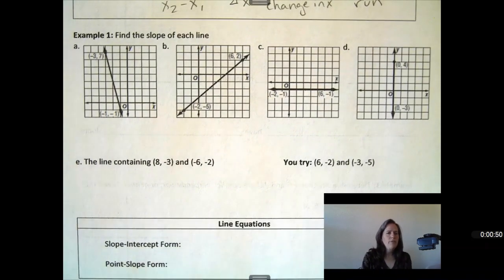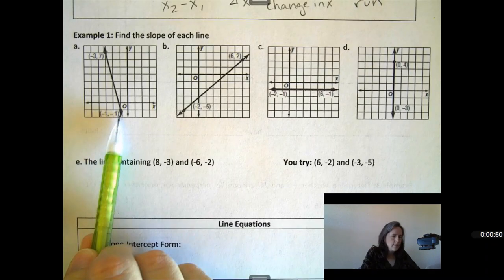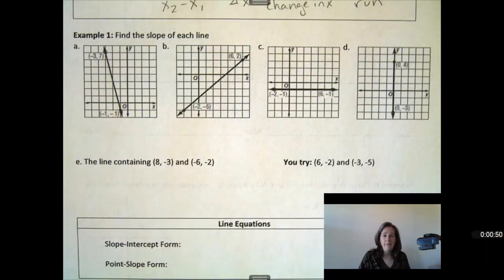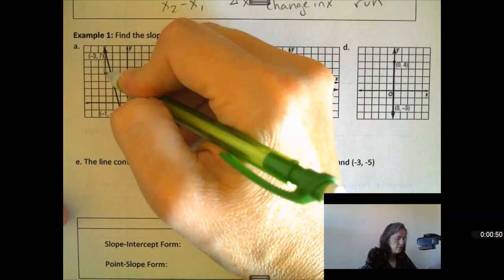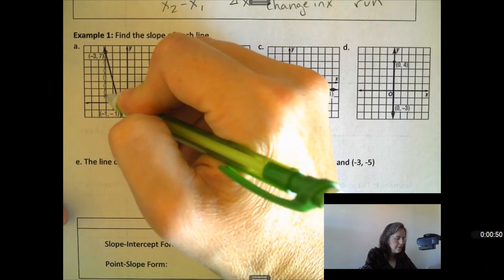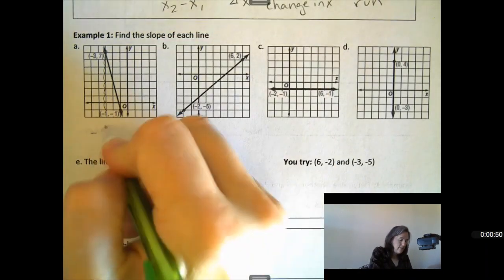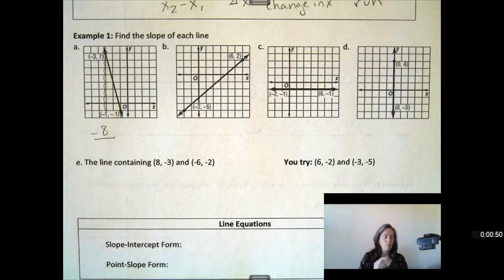To find the slope of each line, let's try one where we just look at the rise over the run. The points are (-3, 7) and (-1, -1). So first we'll look at the rise part. Does it go up or does it go down? It actually is going down. That means it will be a negative rise. Let's count how many. 1, 2, 3, 4, 5, 6, 7, 8. So it went down 8, -8. That's our rise. And then we'll see how far it runs.